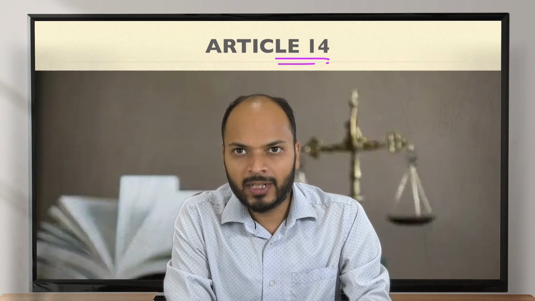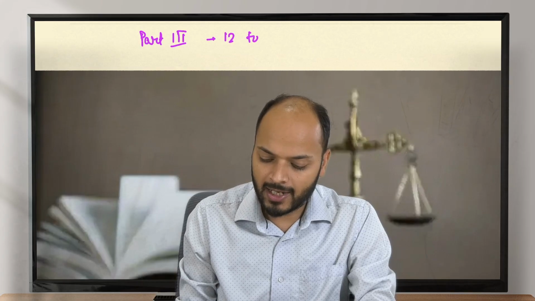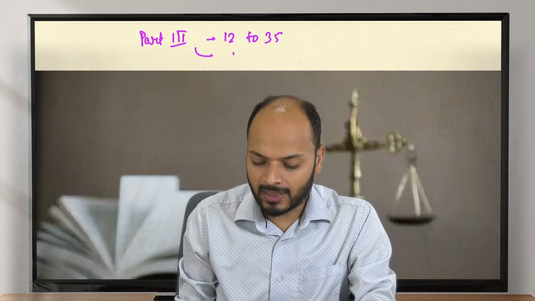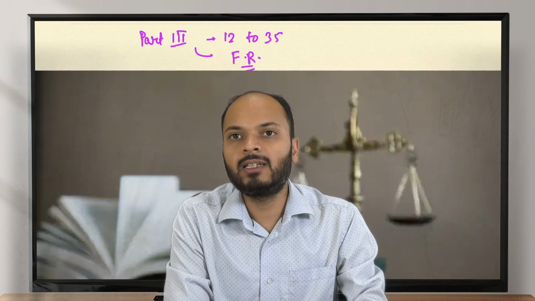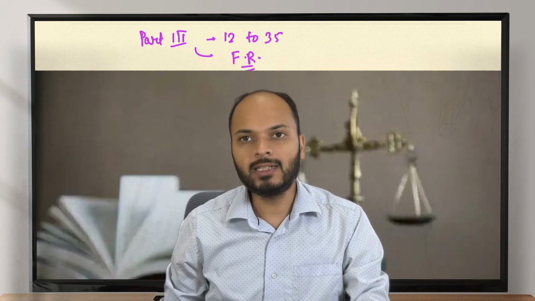As you must be remembering from our earlier discussion, Part 3 of the Indian Constitution starts from Article 12 and ends at Article 35, and this part deals with the chapter of fundamental rights. We have discussed 12 and 13 already. Today we are going to discuss Article 14.